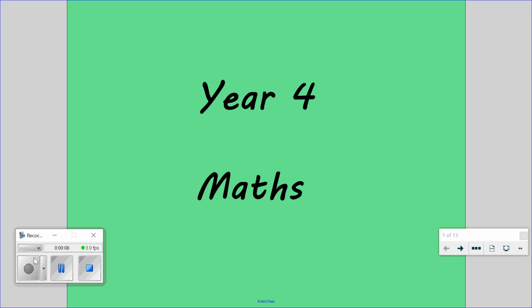We are going to be looking at a brand new chapter in our maths today, and it's on position and movement. First off, we're going to look at describing position.